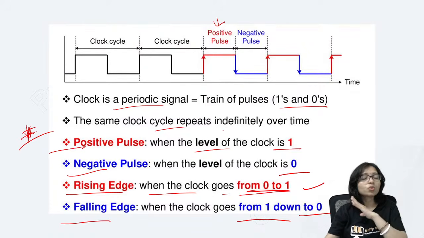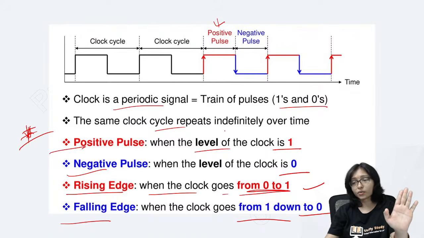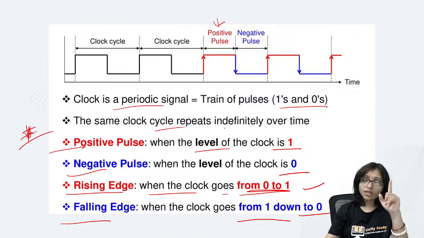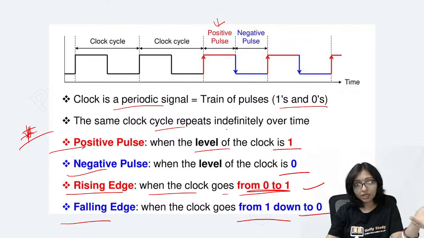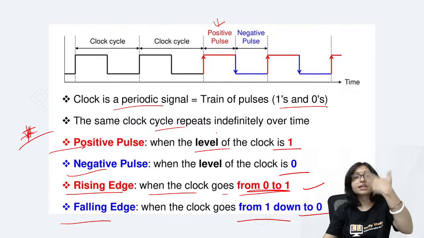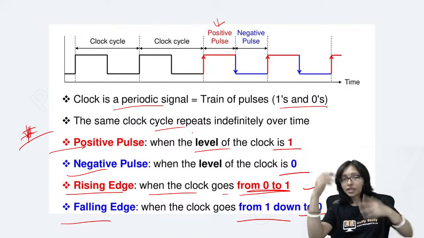There will be a clock. Without a clock, a counter cannot work. Any circuit working on flip-flops also cannot work without a clock, because to activate the flip-flop, the clock is required.